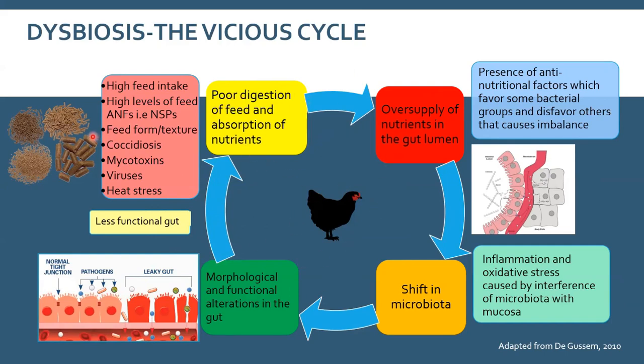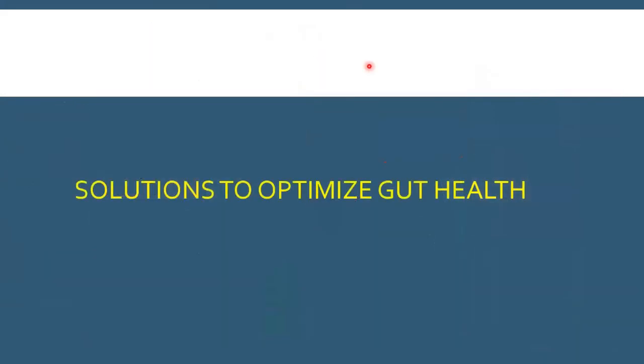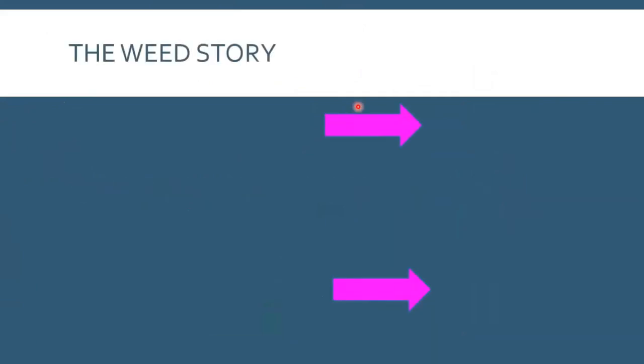So the earlier we can control this dysbiosis from happening, like controlling it at the feed level, the better we can manage our gut health. So we have plenty of solutions to optimize gut health. And when we say optimization of gut health, these are not just the products that we use, or the alternative solutions, or the antibiotics, or the feed additives that are being offered to us.